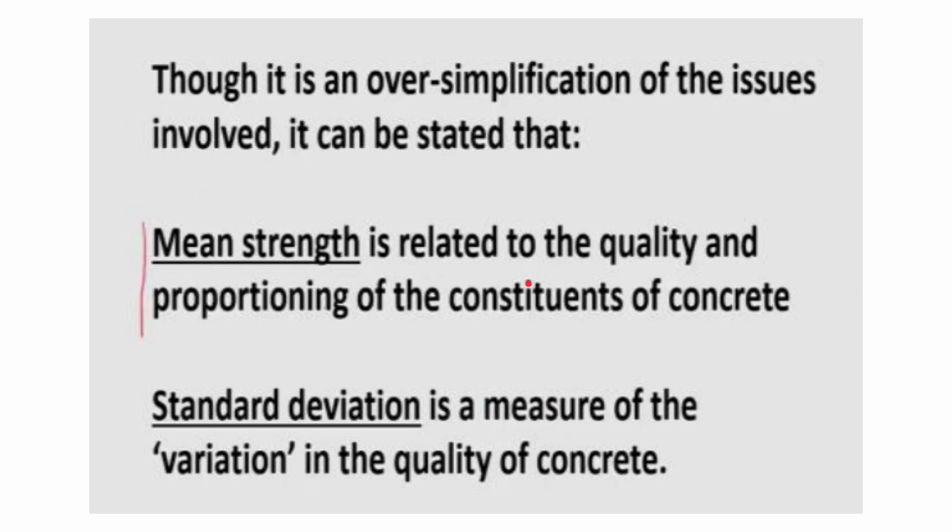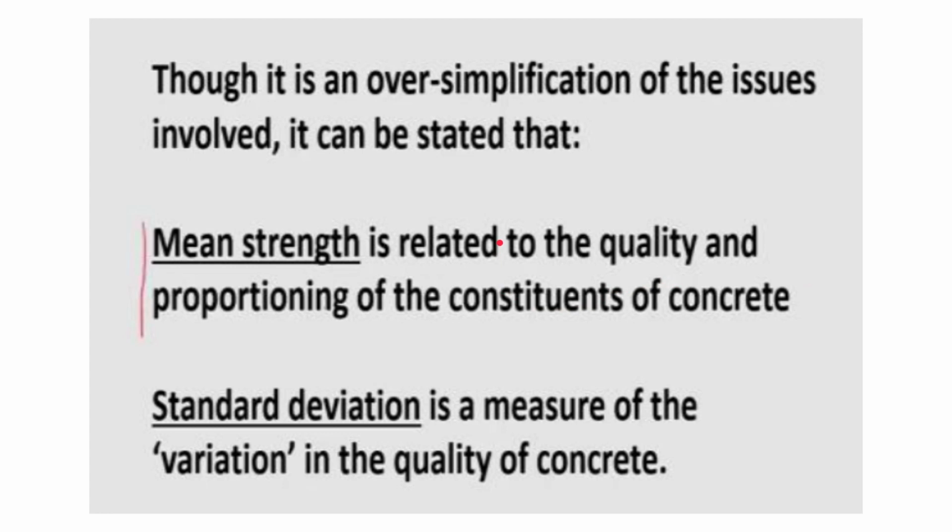So what we can say from this is that these two parameters, the mean strength and the standard deviation, are the main properties which determine the compressive strength of the concrete. But that is an oversimplification. Majorly these are the two parameters, but there are some sub parameters also. We will go through them in detail, but majorly these two are the main parameters concerned.